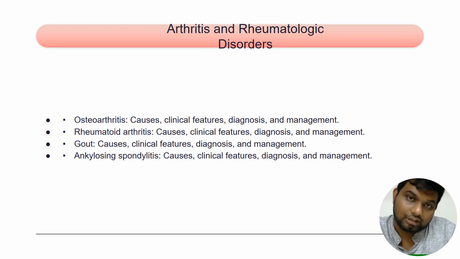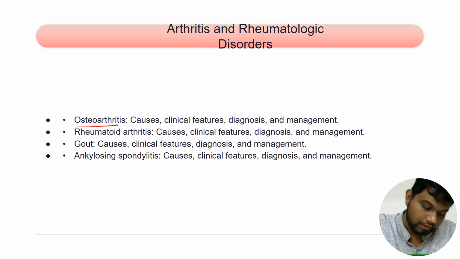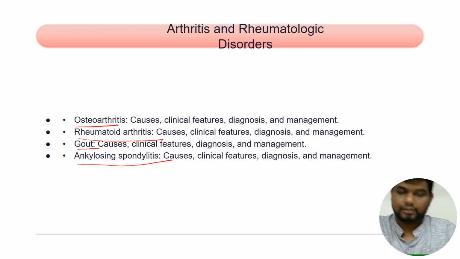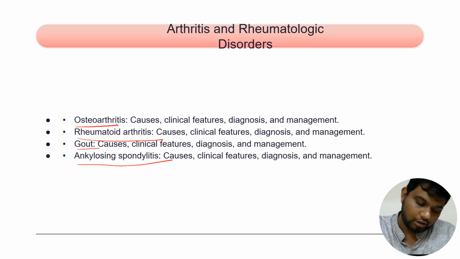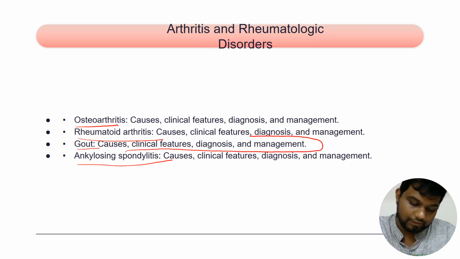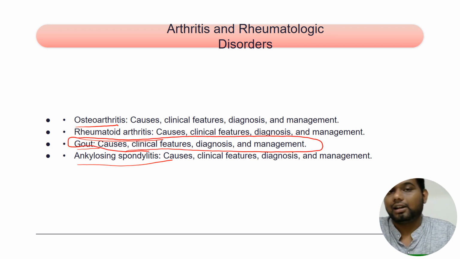And then you have arthritis and rheumatological disorders. Speaking about that, we talk about four areas here: osteoarthritis, rheumatoid arthritis, gout, and ankylosing spondylitis. These are the four diseases that you should not forget, people. For gout, always remember the clinical features, diagnosis, and management, because gout is nowadays considered a topic of interest that you should not miss.